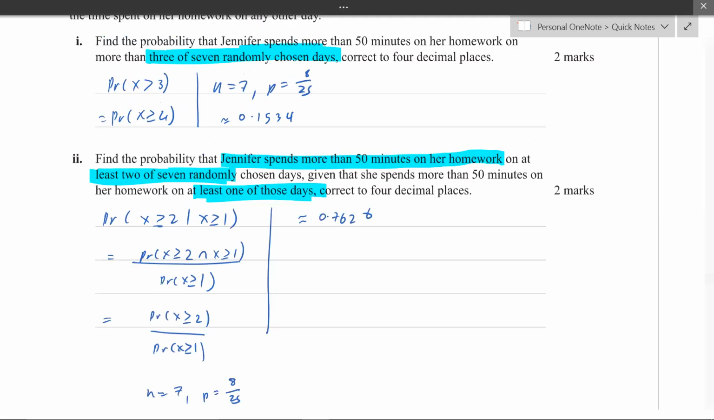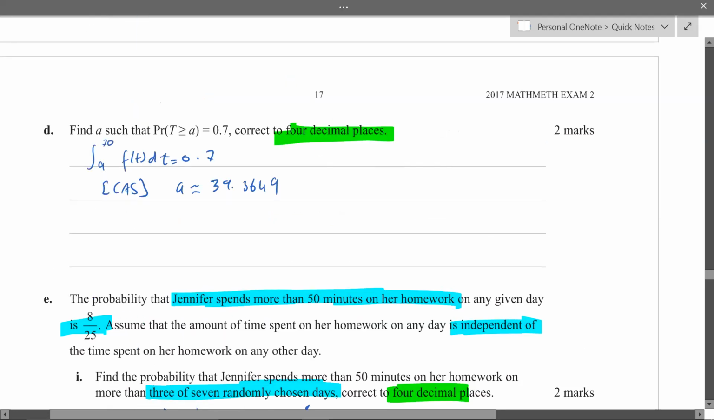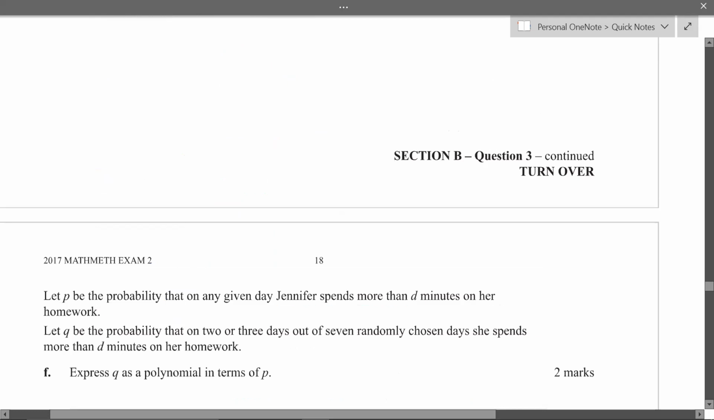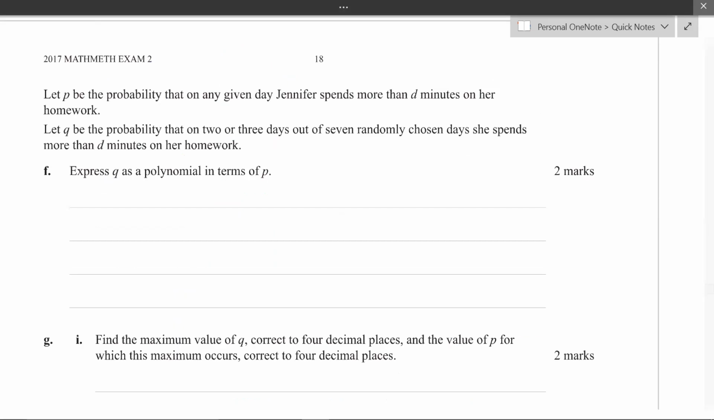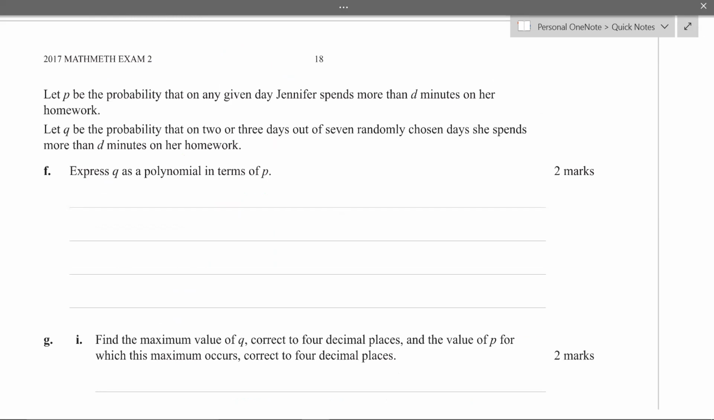Like I said last week, just be careful of the decimal points, because we're used to 4, but if they give you 3, you will lose marks unnecessarily. So we're still on binomial distribution, and now they're getting rid of the numbers and giving us variables.